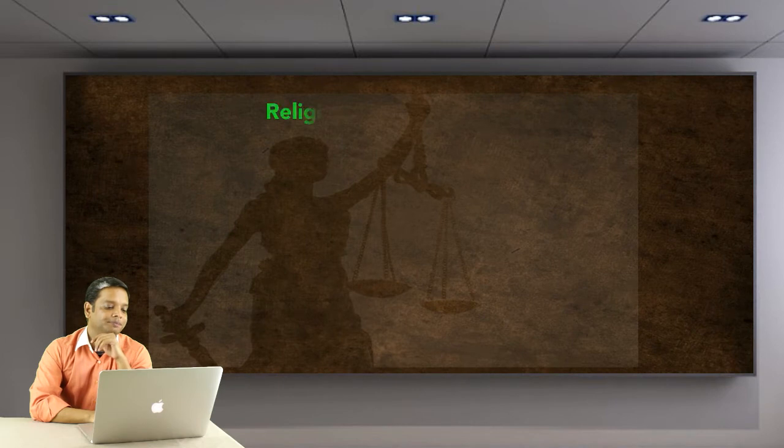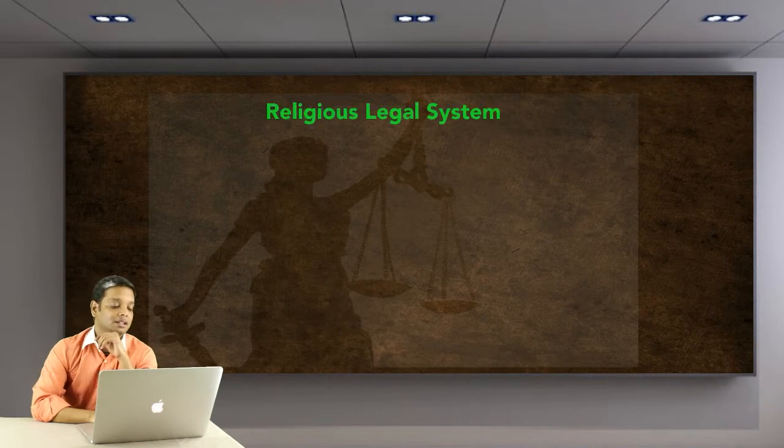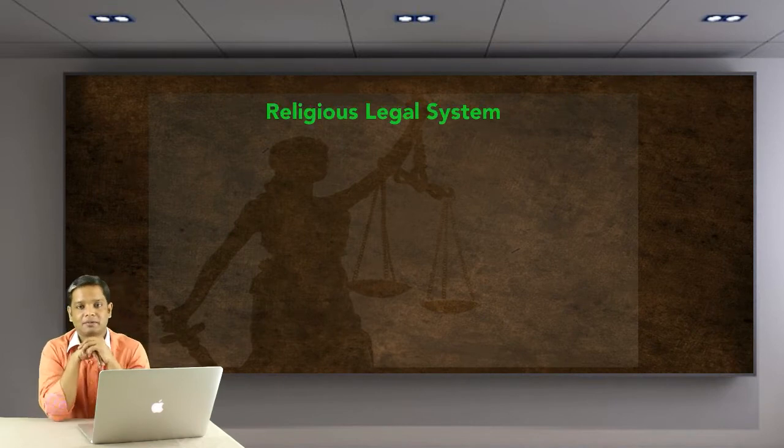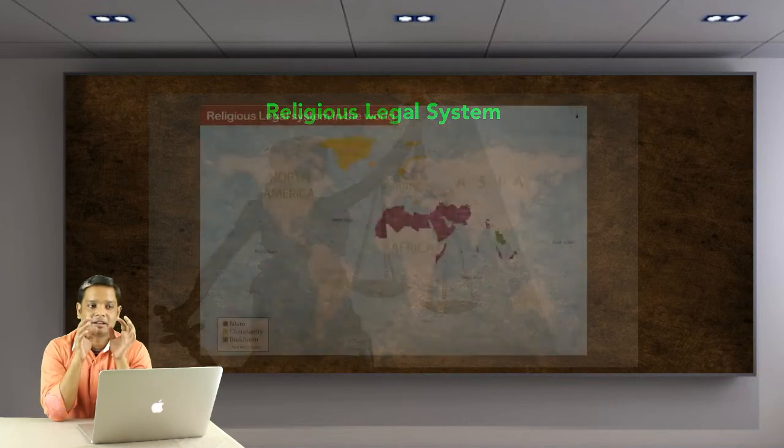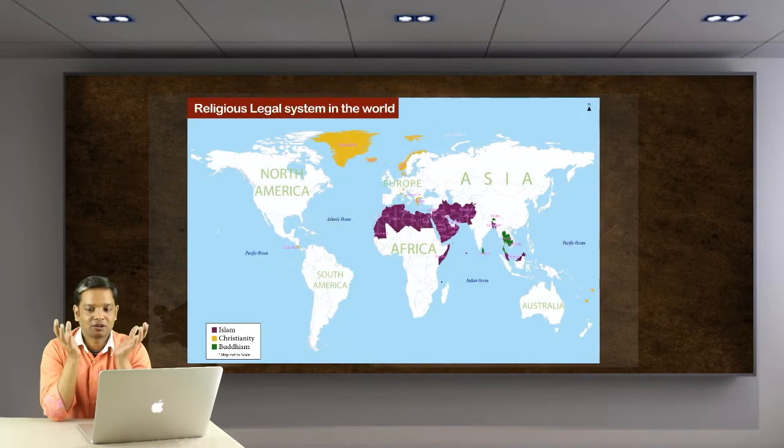Now come to the third legal system, that is the religious legal system. Again, it's the same concept. The countries that follow a legal system which is influenced by religious rules and guidelines, that is known as the religious legal system.